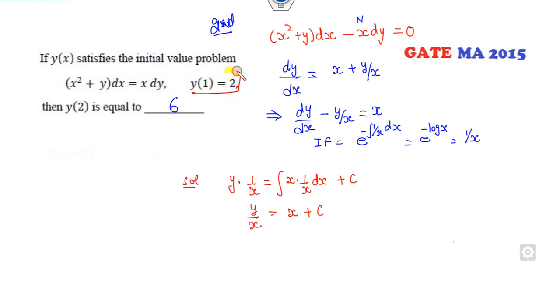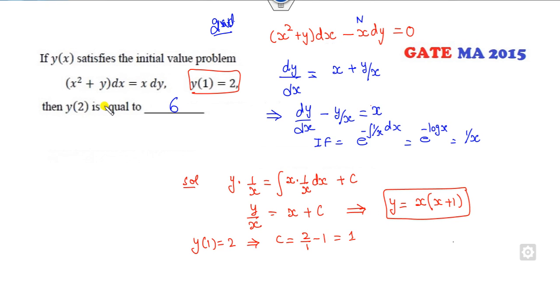Fine. Now y of 1 is 2. So can you find the value of c? So c will be 2 over 1 minus 1, that is 1. So my equation will be y is x times x plus 1. Fine. Now you can see what is y of 2. 2 into 2 plus 1, again you can get 6 as the right answer.